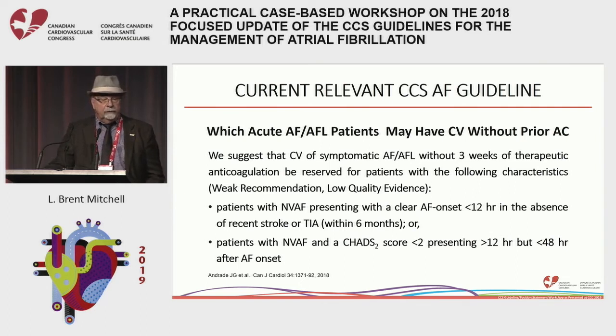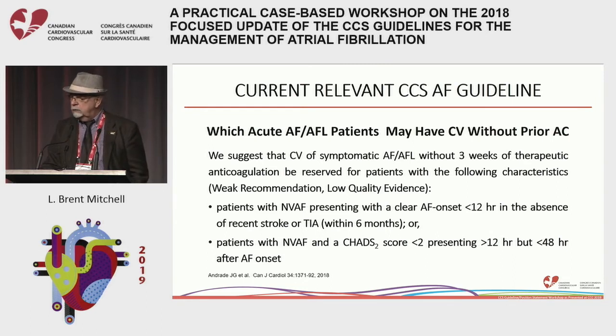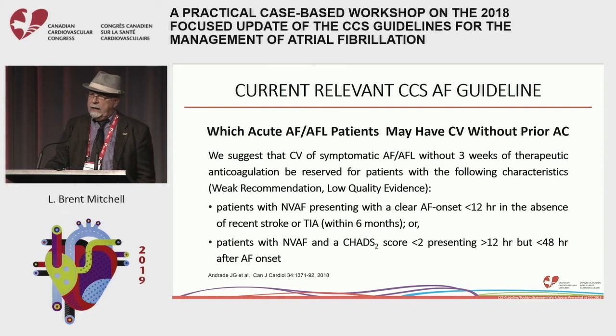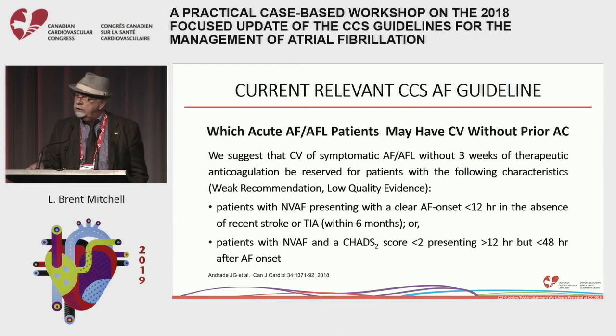Patients with non-valvular atrial fibrillation who present within 12 hours now, not 48, in the absence of a recent stroke or TIA, because the people who have had a recent stroke or TIA are already at so high risk that they shouldn't be cardioverted without anticoagulation immediately under any circumstances.